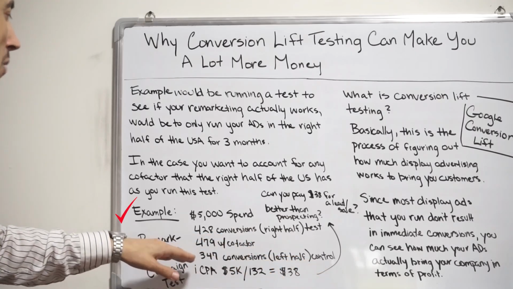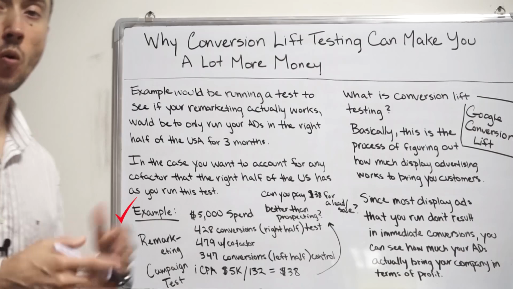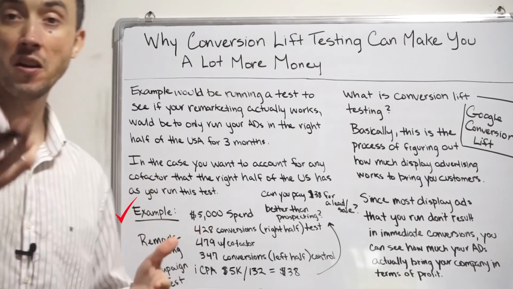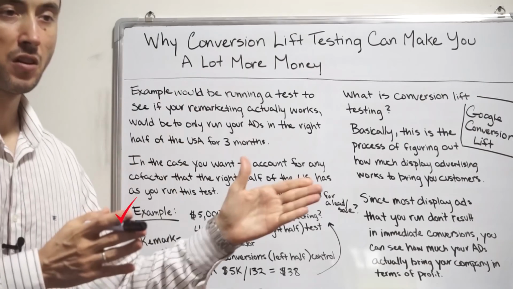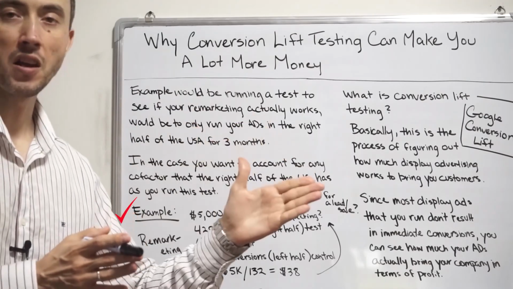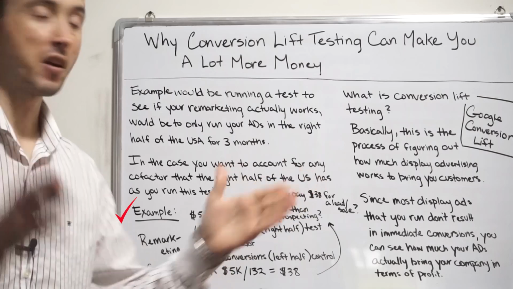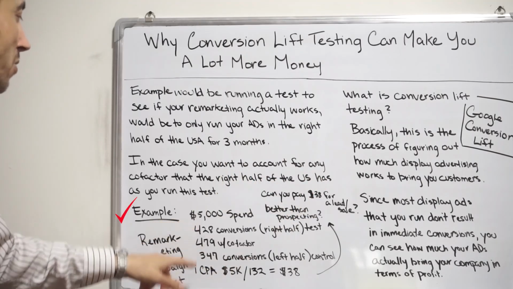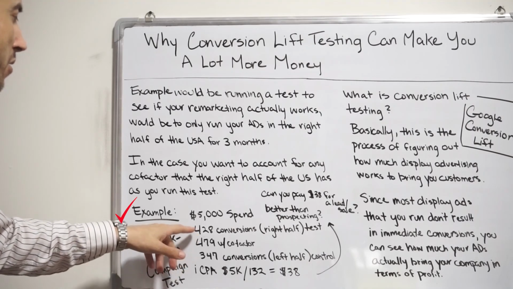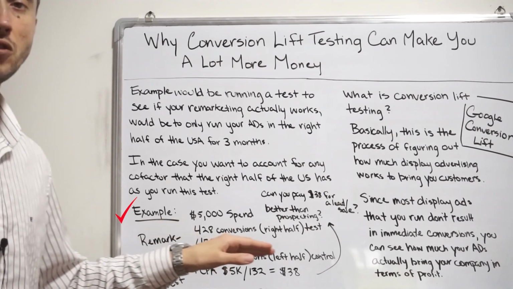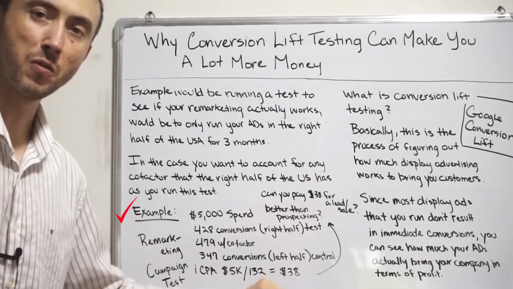So anyway, in other words, if you wanted to keep this simple, you could just split the country in half, do your remarketing on one half, don't do remarketing in your other half, and then subtract the amount of conversions you got from one half of the country versus the other.